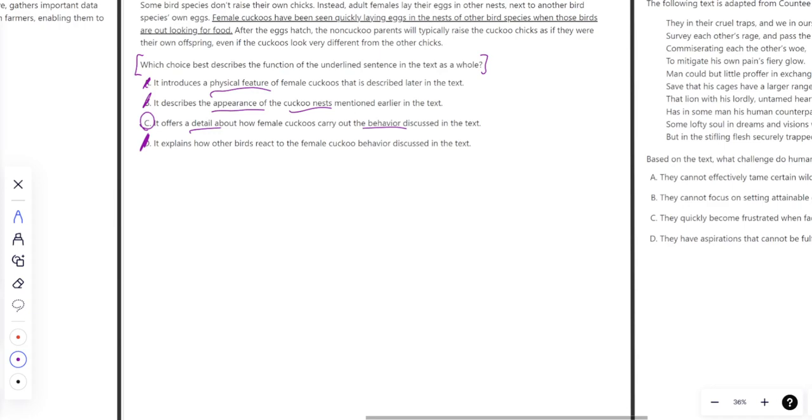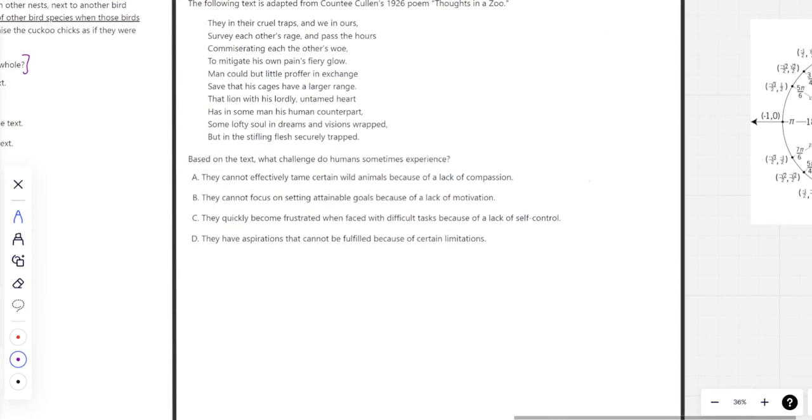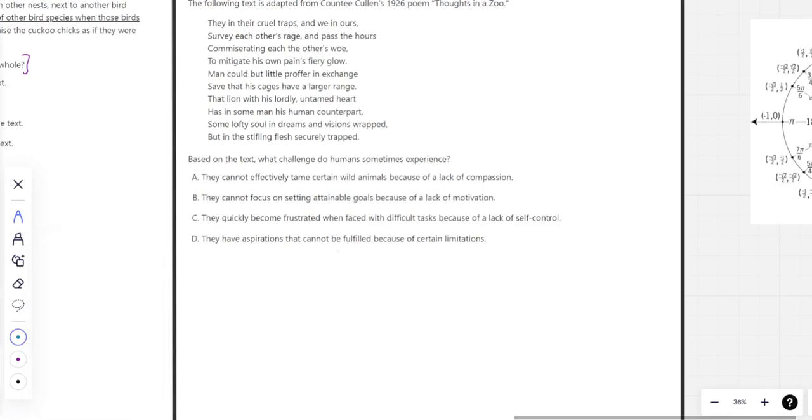All right, let's see what we've got next. This reading question is actually a little bit tricky, just because it's a little harder to read and has some flowery language. But honestly, still not too bad. I'll show you guys how to work through it. It says, based on the text, what challenge do humans sometimes experience? Well, let's read this poem.